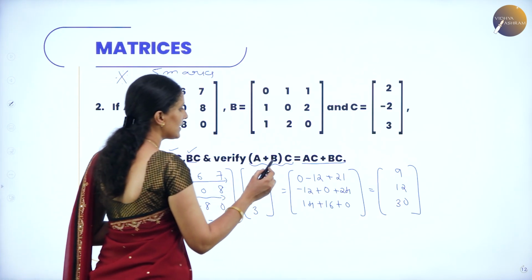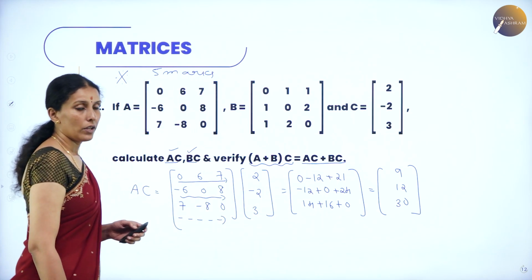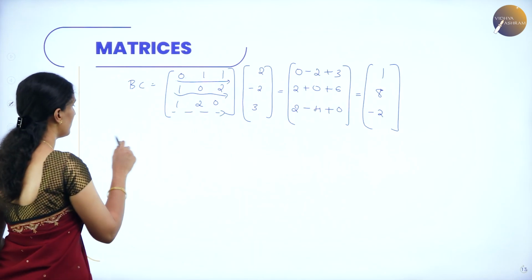So now let's take AC plus BC. Let's add it. AC plus BC.